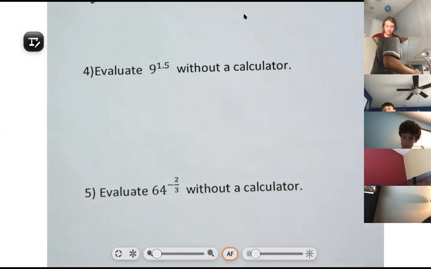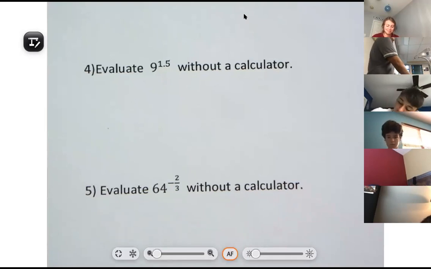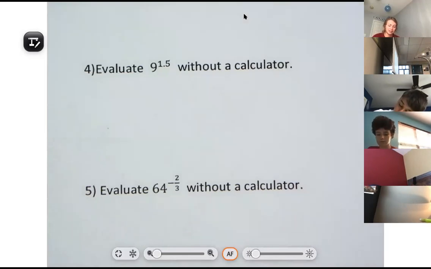So without a calculator, you guys at home too, try to do 9 to the 1.5. Hang tight. Let them think. There shouldn't be any X's because there's no X's in there.